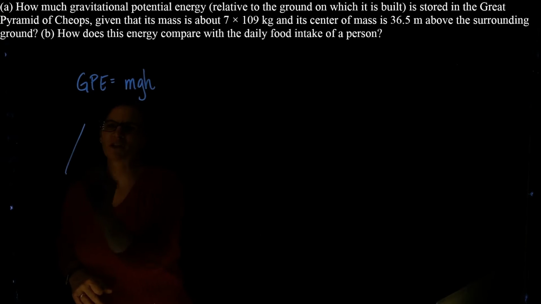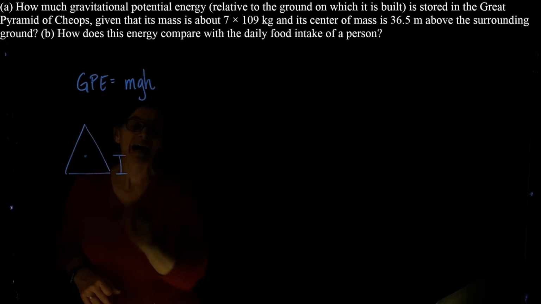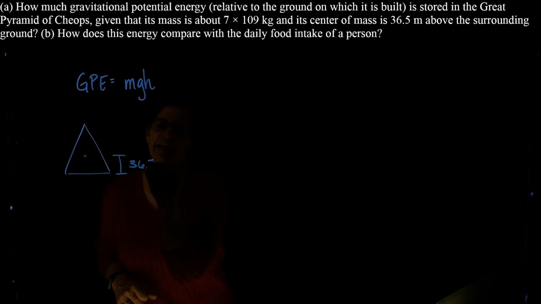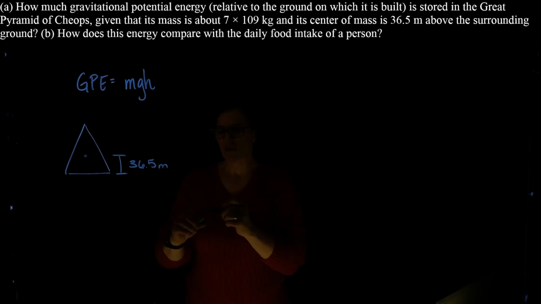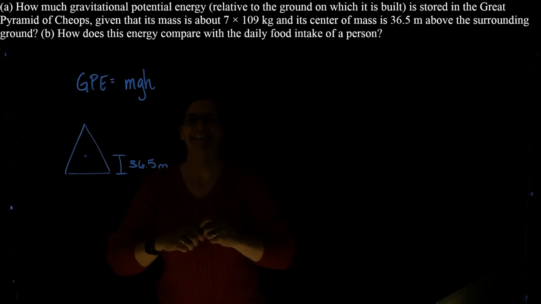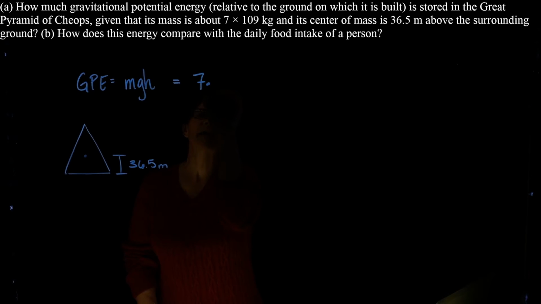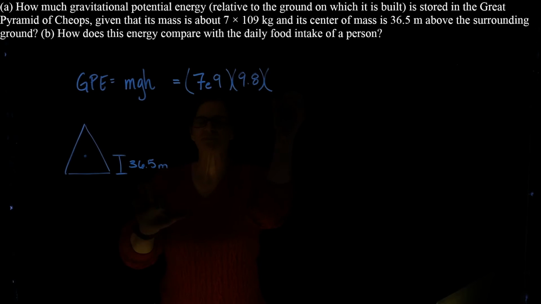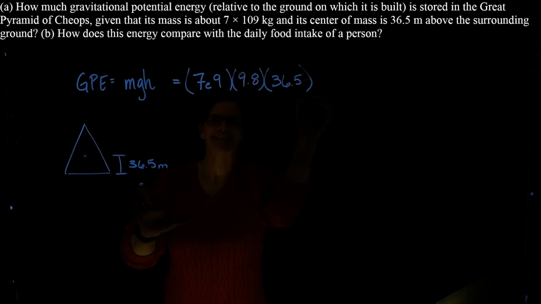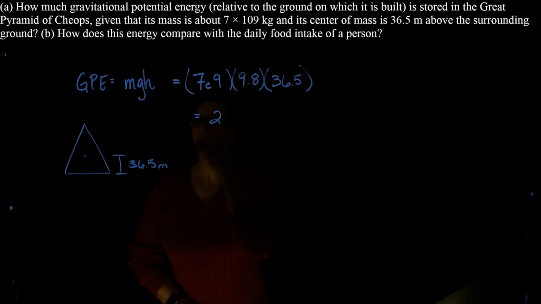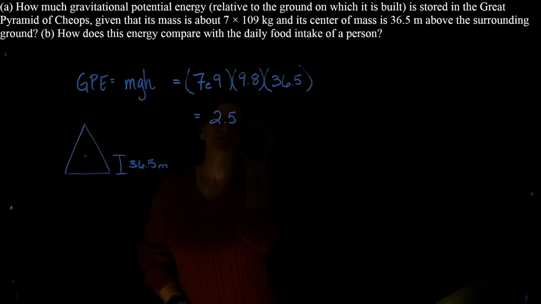So if we look at what we're talking about with this pyramid, the height we're going to care about is that height of its center of mass. And we're told that is 36.5 meters above ground. So we can use that information to calculate our potential energy. We're given a mass of 7 times 10 to the 9th kilograms times our g, 9.8, times our height of 36.5 meters.